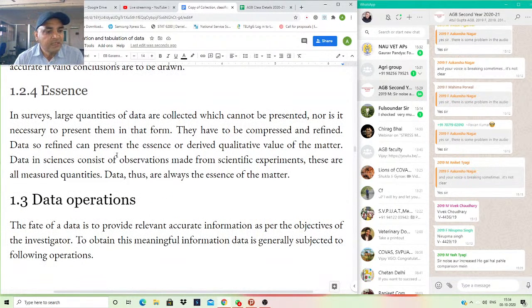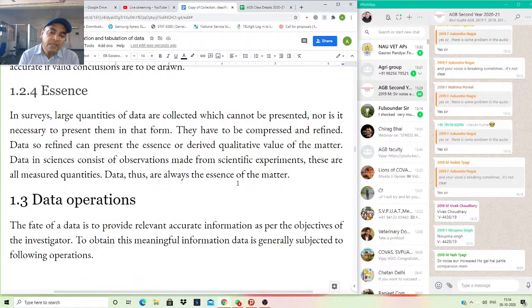In surveys you have seen that a large quantity of data is collected which cannot be presented, nor is it necessary to present in that form. It has to be compressed and refined. Data so refined can present the essence or derived qualitative values of the matter. Data in sciences consist of observations made from scientific experiments. These are all measured quantities and they always have the essence of the matter.